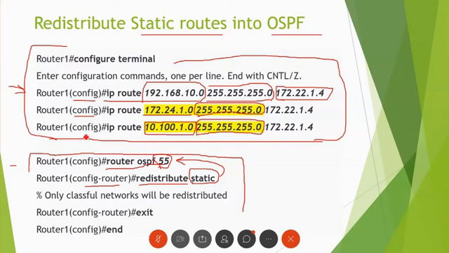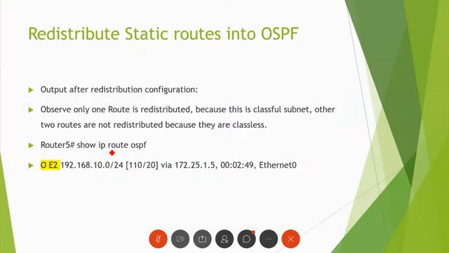Now we did this on router 1, which means we have to ensure that on router 1, both OSPF and the static route are configured. Then in the output, after configuring the redistribution, we are observing the output not on the R1 router. Remember this: whenever we configure redistribution, we don't check the output on that particular router. We need to check it on the neighboring router. So we go to R5.